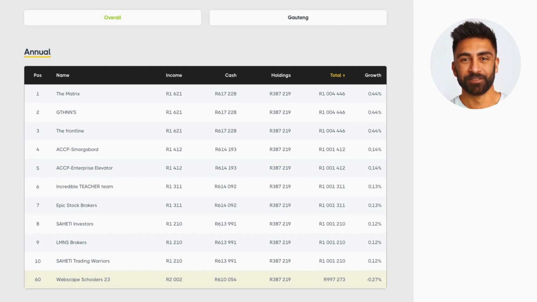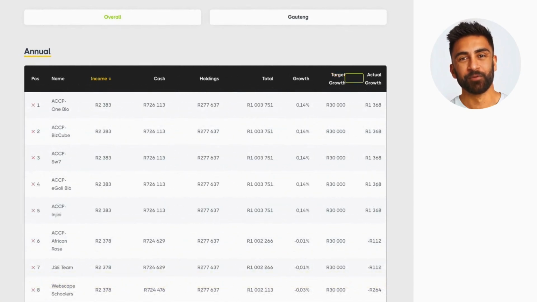Now, remember we said that in the income game, qualifying teams are ranked by income. Well, to qualify, your total portfolio value has to be at least 30,000 Rand more than what you started with. This is why, when you look at the income game scoreboard, you will see there are two extra columns, which the other games do not have. The target growth for the income game is 30,000 Rand for every team. And the actual growth shows the Rand amount by which your total worth has changed. Every team that manages to keep their actual growth above the target level qualifies to win the income game.